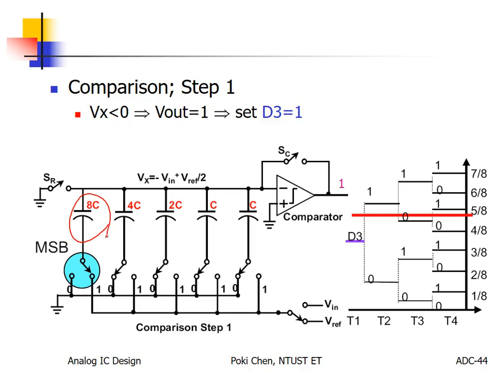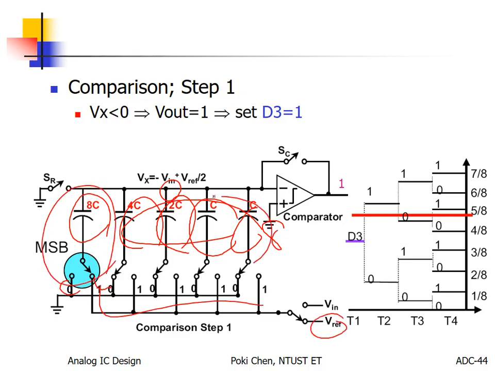You have 8C here. And how about the others? 4 plus 2 plus 1 plus 1. They are also 8, right? So what will be the consequence after the switching from 0 to 1? 1 to V reference. You have AC, I have another AC. So in the middle, you get V reference by 2.